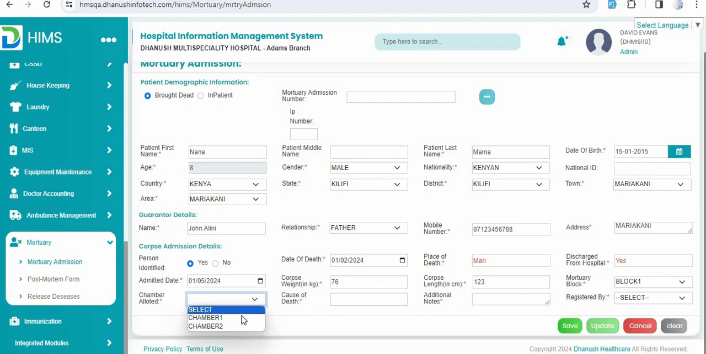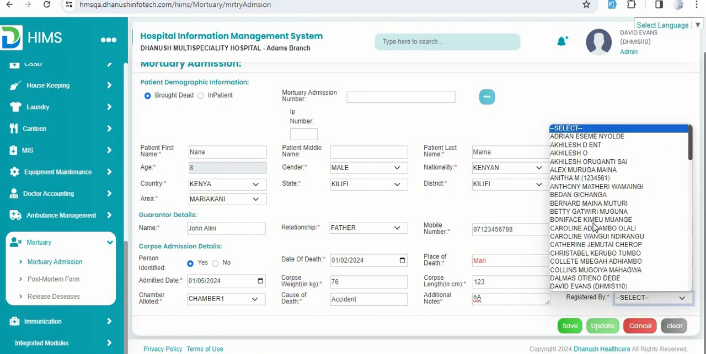Then they have to select the chamber. After that, they have to fill in the cause of death and also add additional information. Then they have to select the name of the person who did the registration, then click on Save.